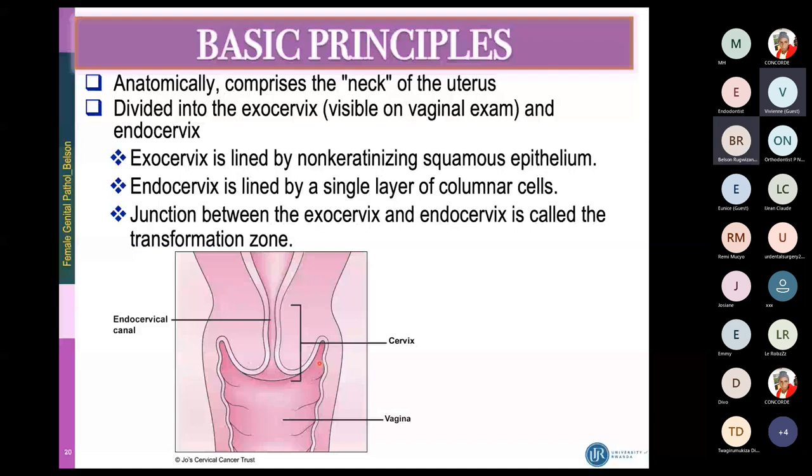So, the cervix is lined by a single layer of columnar cells, as we know from the endometrium, and the endocervix histology. They are very different, but both of them are lined by columnar epithelial cells. So we can look at the exocervix, it produces mucus. Here in the endometrium, it doesn't produce mucus. So yeah, there's a boundary between the ectocervix and the endocervix.